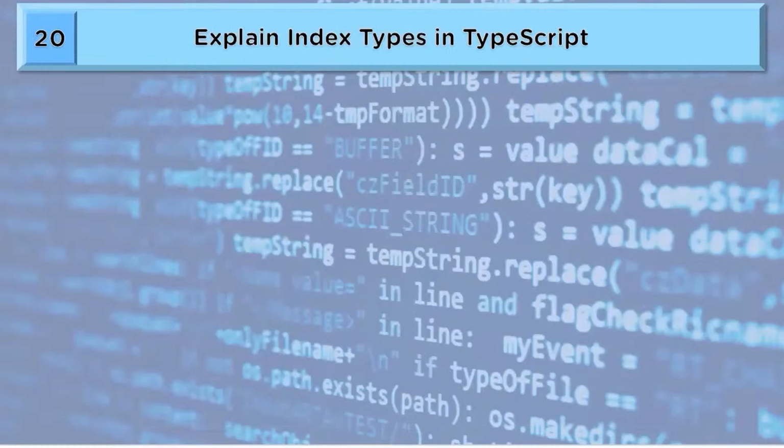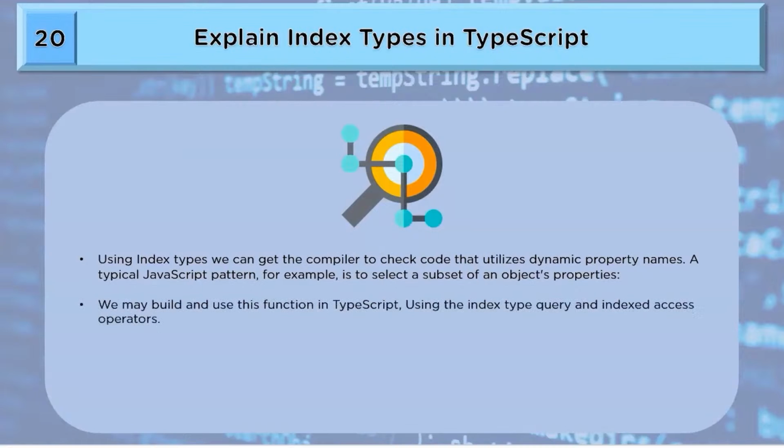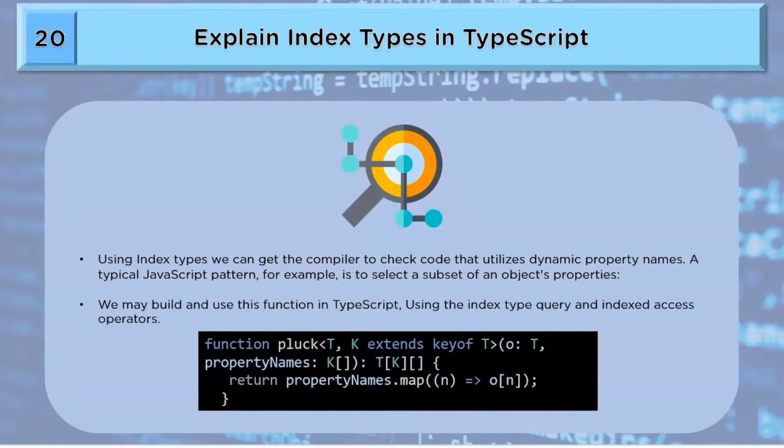Explain index types in TypeScript. Using index types, we can get the compiler to check code that utilizes dynamic property names. A typical JavaScript pattern, for example, is to select a subset of an object's properties. We may build and use this function in TypeScript using the index type query and indexed access operators.